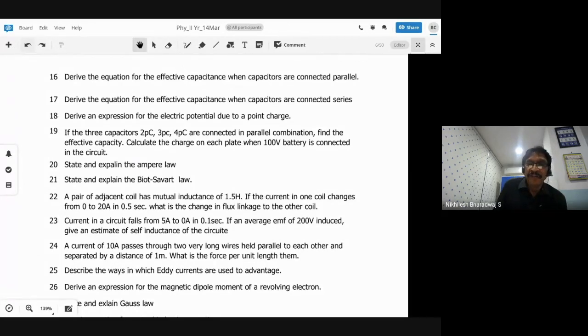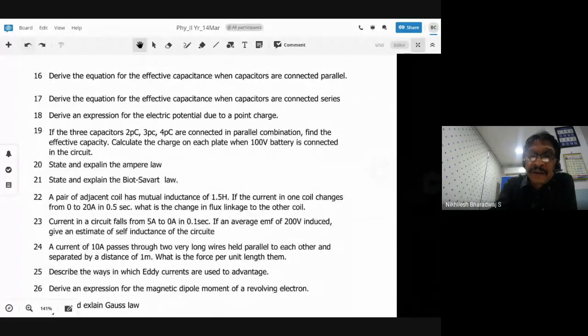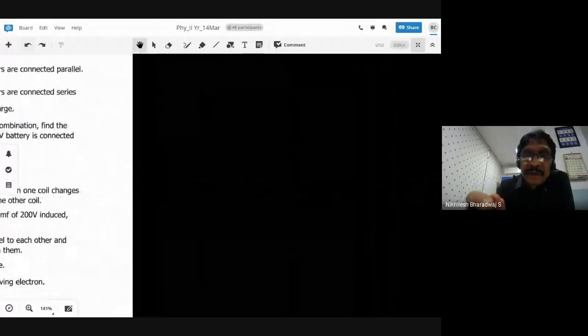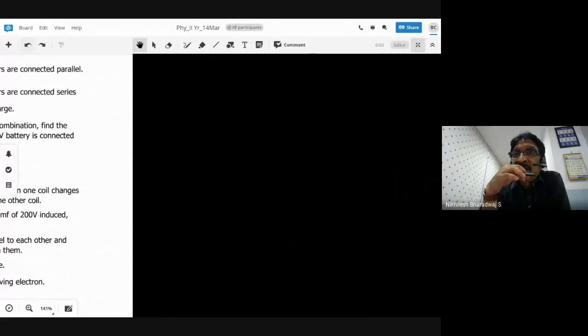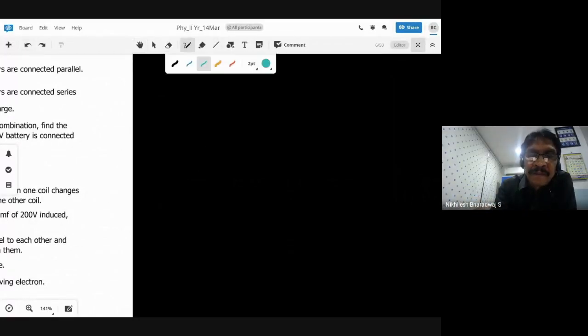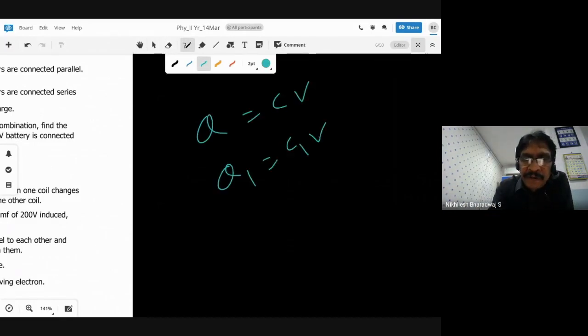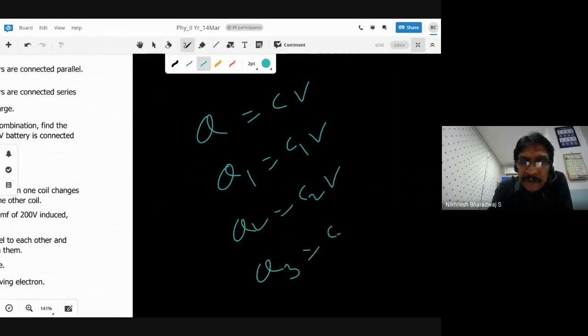Calculate the charge on each plate when 100 volt battery is connected to the circuit. When the capacitors are in parallel, the PD is same. And you know the formula Q is equal to CV. Sir, where are you? Q equal to CV, sir. So when Q is equal to CV, Q1 is equal to C1V, Q2 is equal to C2V, Q3 is equal to C3V.